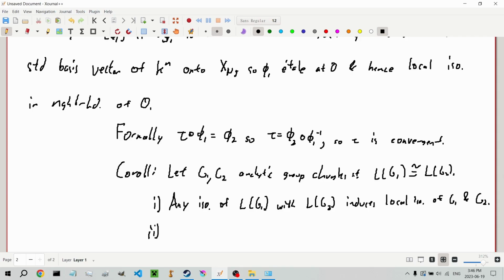Secondly, in the ultrametric case, G_1 and G_2 have open subgroups which are isomorphic. And both of these are just immediate from what we have seen before.